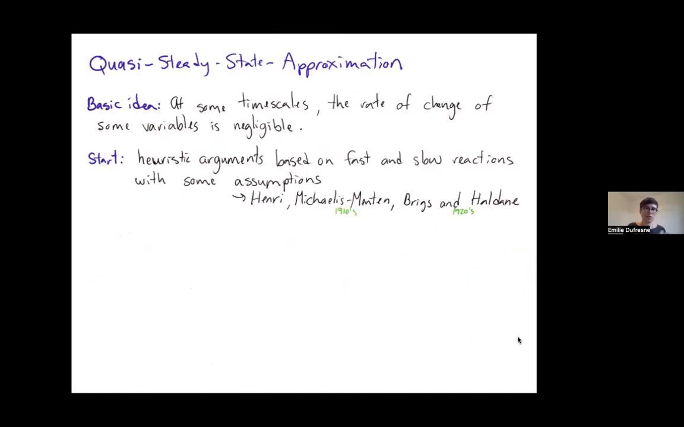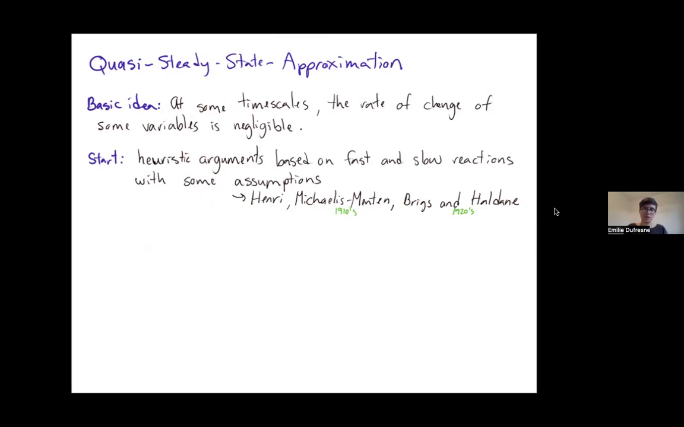And one kind of reduction that's very popular is called quasi-steady state approximation. So the idea with quasi-steady state approximation is that at some timescales, the rate of change of some variables is negligible. And so it's as if these were at steady state. At first, this was done with heuristic arguments based on fast and slow reactions with some assumptions. This was first done by Henri and then Michaelis-Menten in the 1910s and Briggs and Haldane in the 1920s.